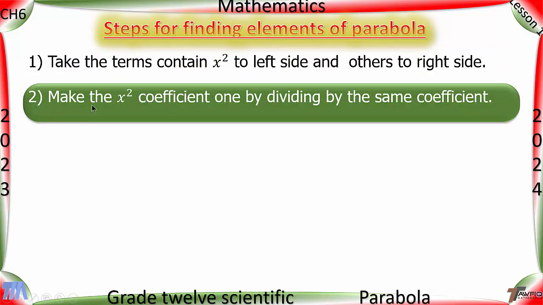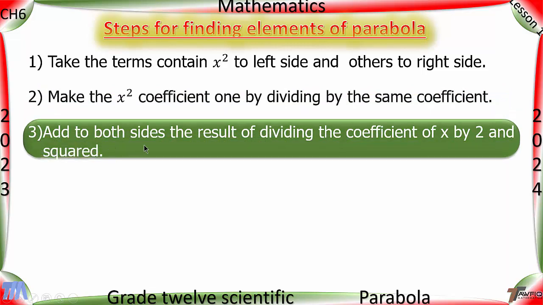Step 2. Make the x squared coefficient 1 by dividing by the same coefficient. If you have a number before the x squared, for example 2, divide the whole equation by 2 to make the coefficient of the x squared 1, also with a y squared.